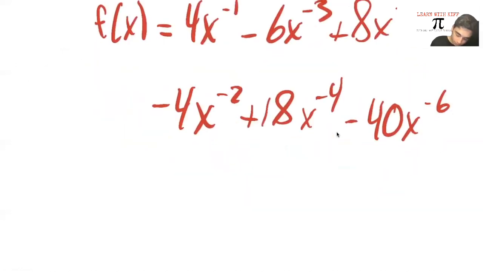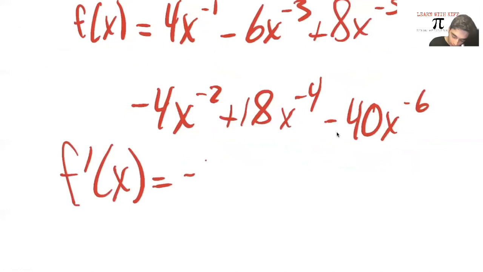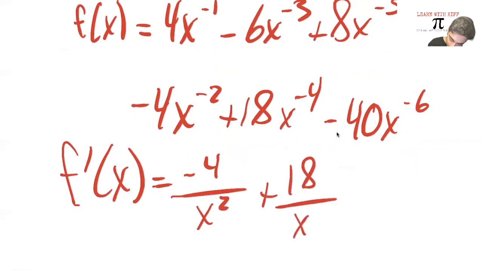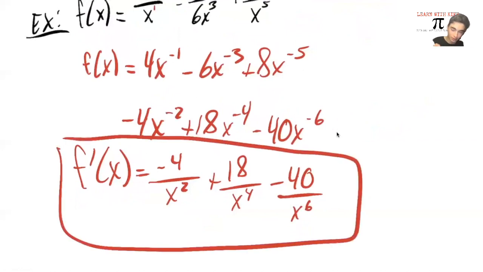We're not done there. Final step, f prime of x equals negative 4 over x squared plus 18 over x to the fourth minus 40 over x to the sixth. And that is the derivative of that function. The power rule is very easy.